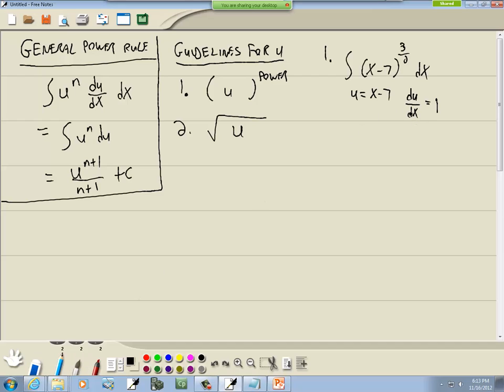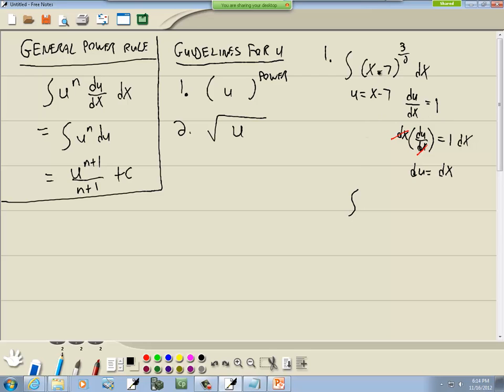If we treat these like variables, we can multiply both sides by dx, and then these dx's would cancel. And we get du is equal to, the 1 disappears, and we just have dx. Basically, after you've taken the derivative, you just put dx on the other side. And we'll use a shortened version of this in the next problem.